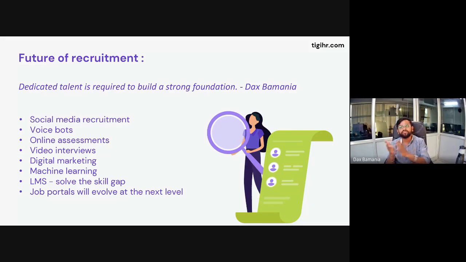People are shifting to social recruitment. Then voice bots will be there, chatbots will be there. Then video interviews will be there, digital marketing will be there, machine learning will be there, and LMS will be there in the future of recruitment.